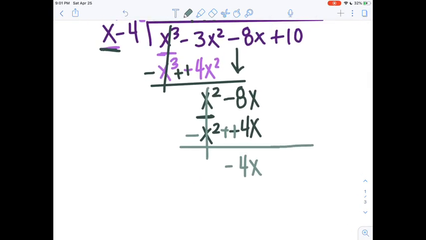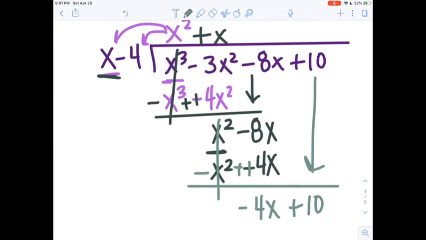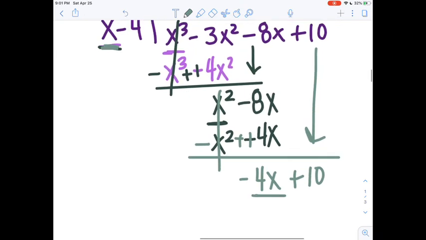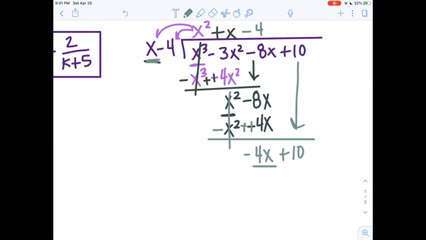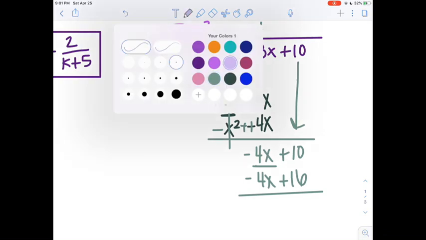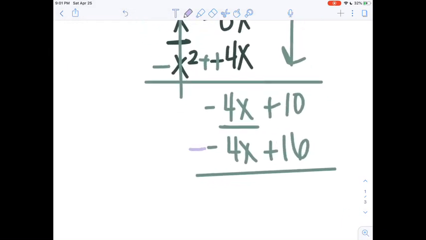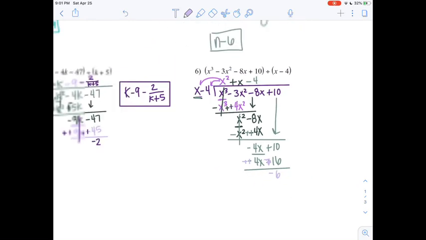And then we still have one more place that we have to drop down. So we got to drop down that positive 10. And you got to start all over. So looking back at just the x and this first term, what times x gets me negative 4x? That's negative 4. And you multiply the negative 4 by the x and the negative 4. So negative 4 times x is negative 4x. Negative 4 times negative 4, that's positive 16. Okay, and then you got to subtract both of those. So subtracting this becomes positive, subtracting this, it becomes negative. So I get -6 as my remainder.